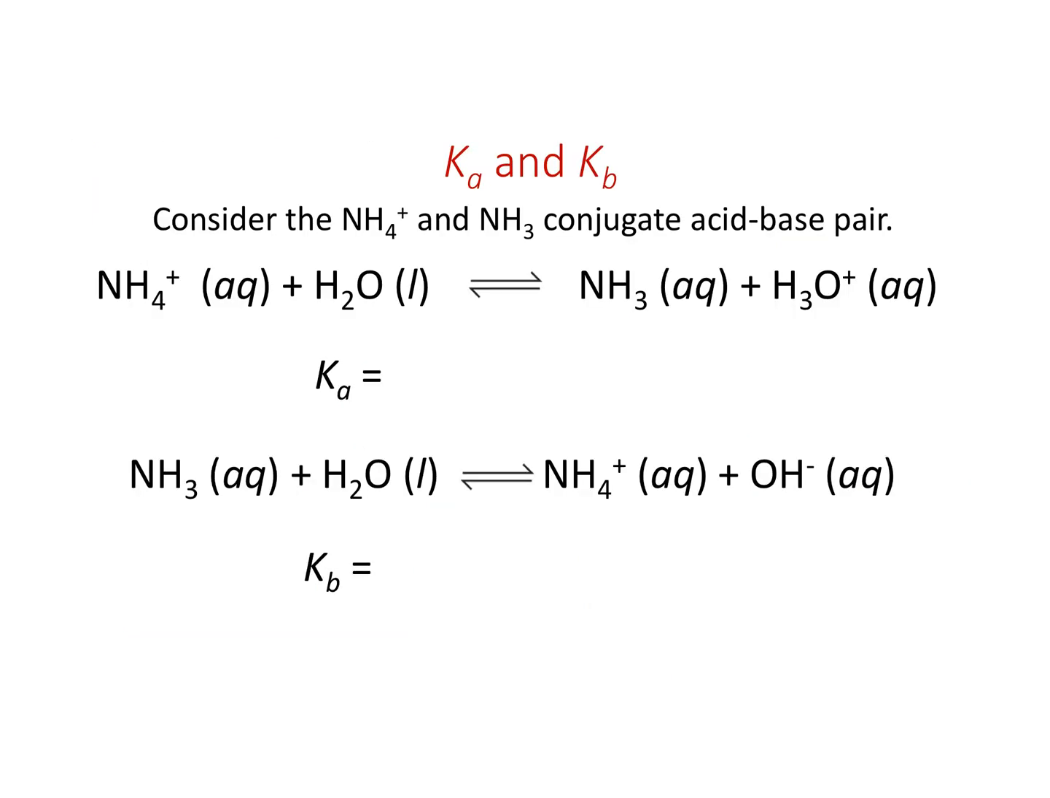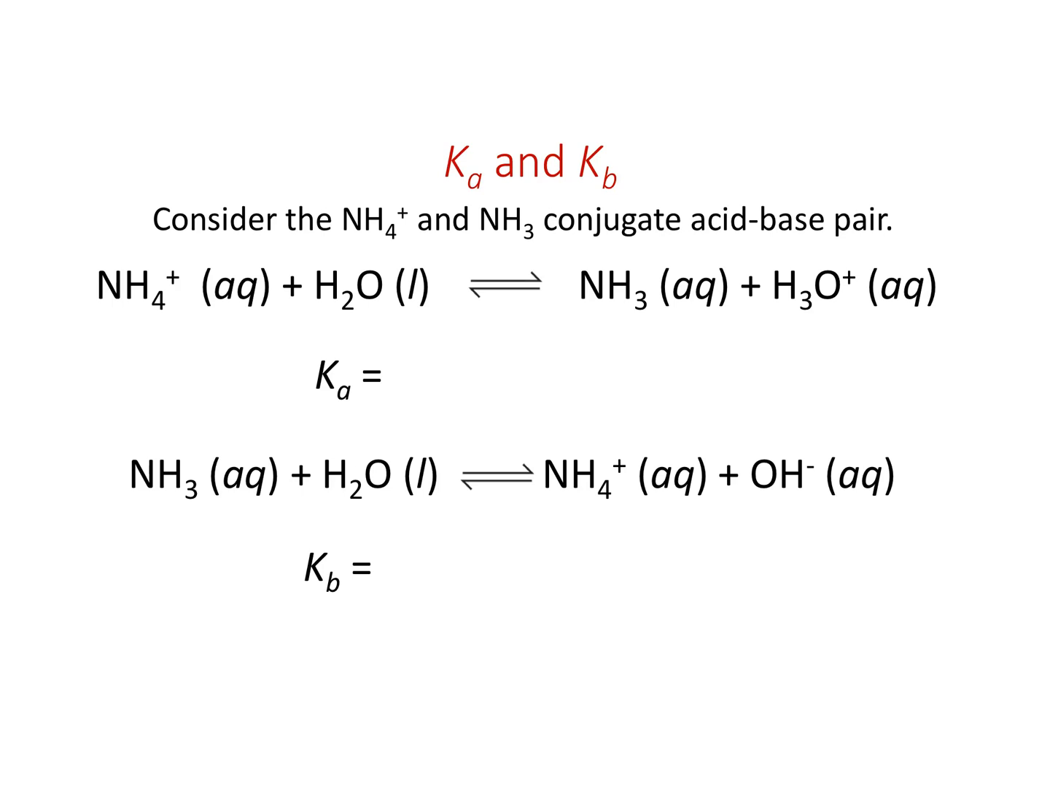Here's one final relationship to consider, the relationship between Ka and Kb, the acid and base dissociation constants. And we're going to look at a conjugate acid-base pair for this relationship. So first we need to write what the Ka and the Kb are for both of these reactions.